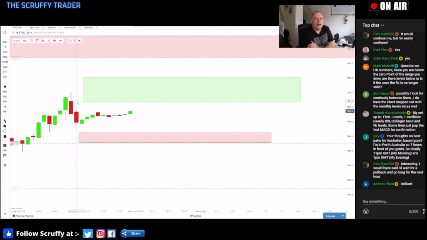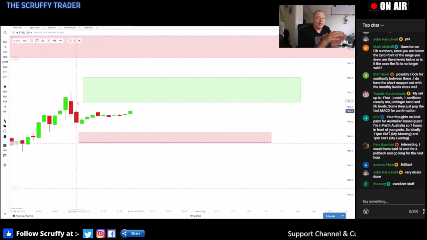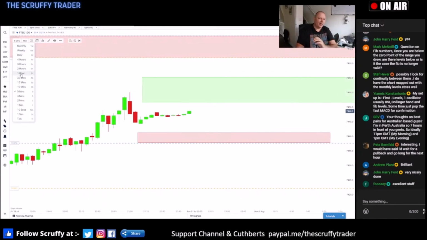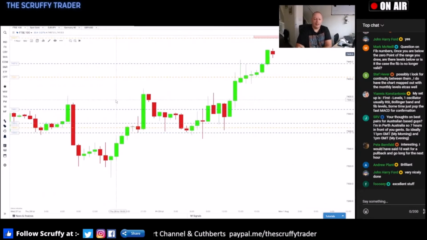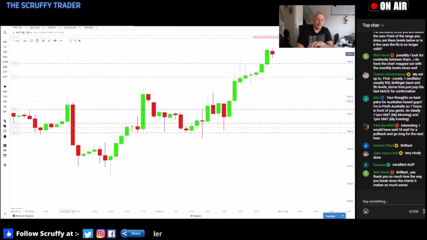Question on fib numbers. Once they are below 0 point at the range you drew, are the levels below? Is it a case that not necessarily? As you've just seen in this example, when I was sort of breaking this chart and working it out, if I move this back out to the hour, what I was looking at essentially was a strong drive of a fib, all right, without using any support and resistance levels. And what I saw was this. So you can see it's a strong drive down, the consolidation. There is the hammer explaining that this is going to burst to the upper side, because that's what happens.